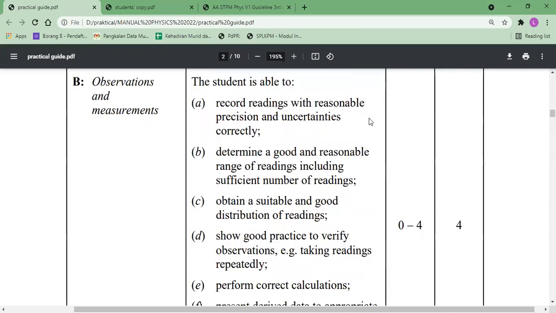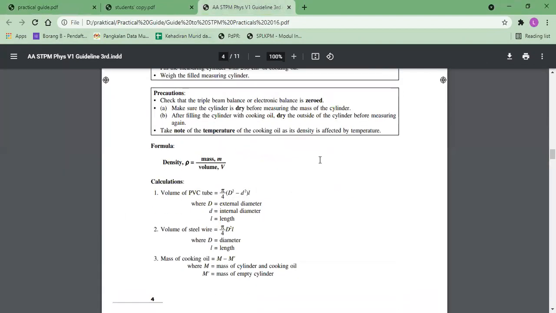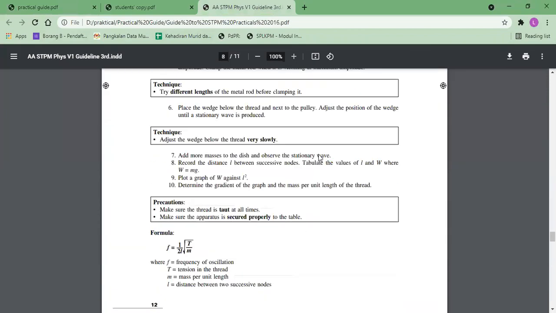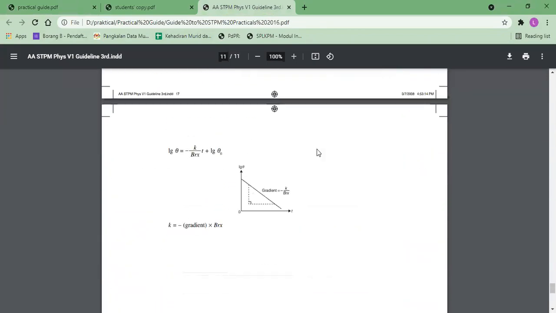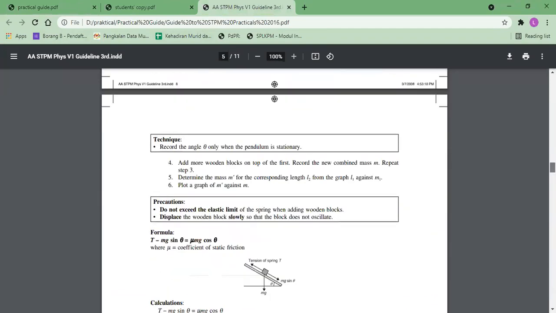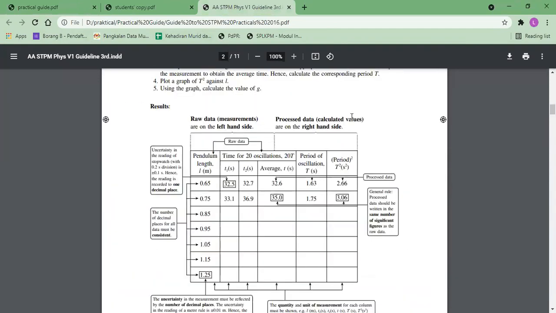Record reading with reasonable precision and uncertainties correctly. That means I read from your table. Determine a good and reasonable range of the reading, including sufficient number of readings. So here, let me check. For example, any reading or not. Here, none of any reading.